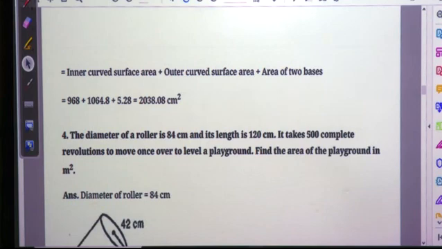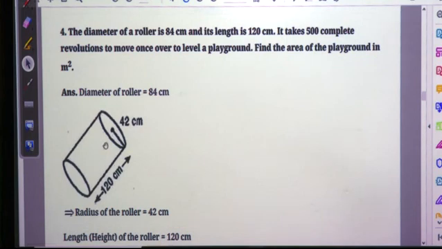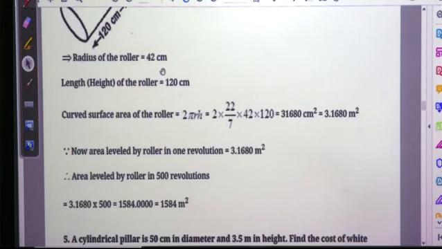Let us switch to the solution. Here is the roller. You can see the figure of the roller. What are the dimensions given? Diameter is 84 centimeter. Radius is 42 centimeter. Length is 120 centimeter. So, radius of the roller is 42 centimeter and length of the roller, that is height, is equal to 120 centimeter.